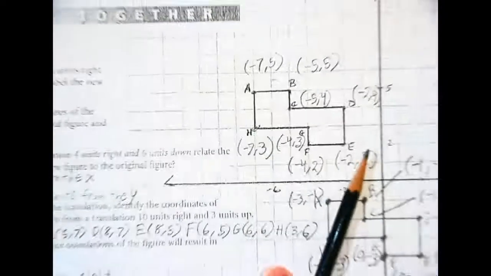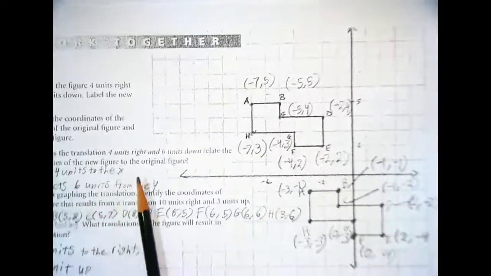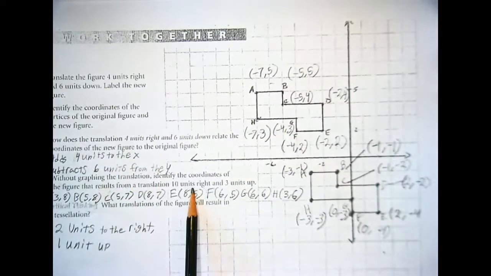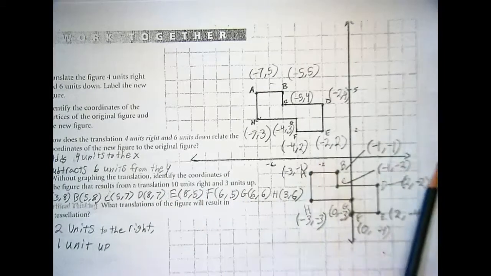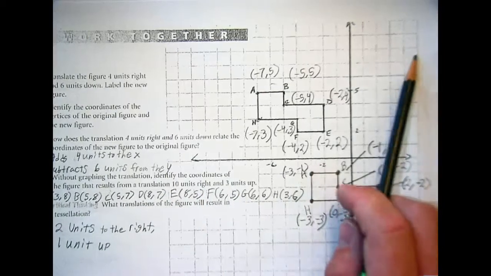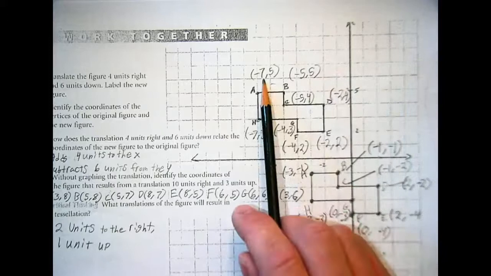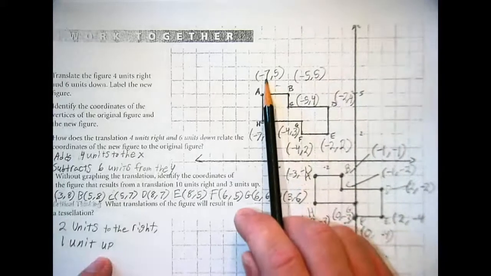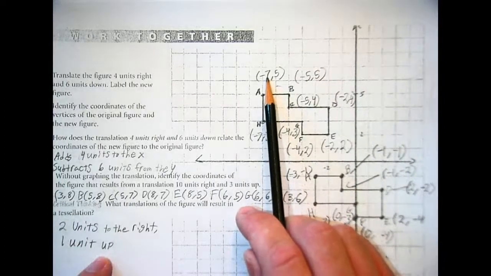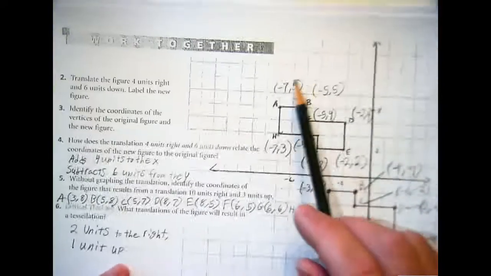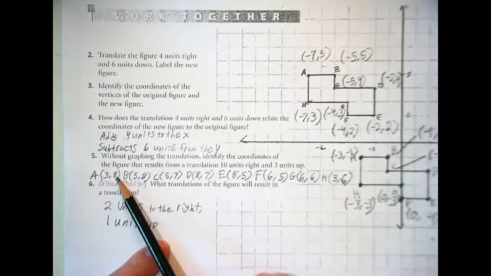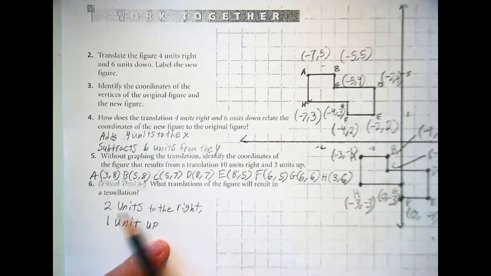Number 5 says move it 10 units to the right and 3 units up. So 10 units to the right means we're adding 10. 3 units up, we're adding 3. So to each of these points, if I want to find my new A, I'd add 10. So -7 and 10 is 3. And then I'd add 3. So 5 and 3 is 8. Okay? And we do that for all of them.